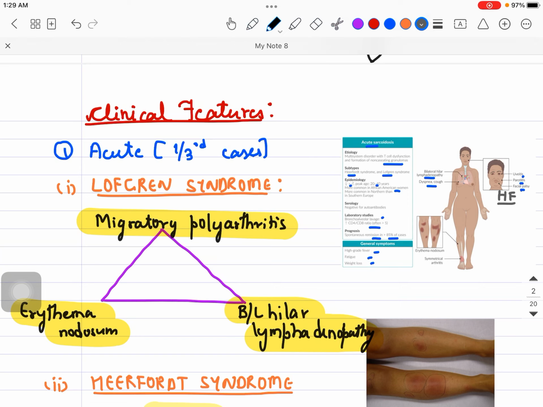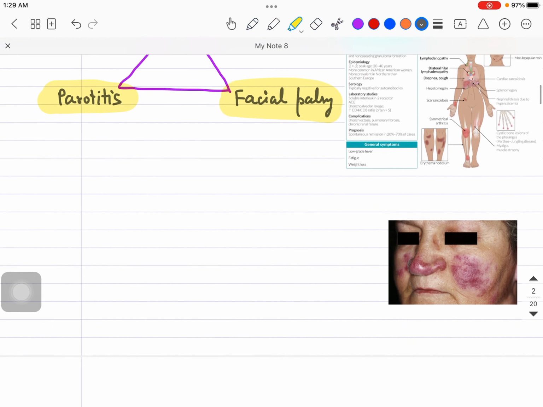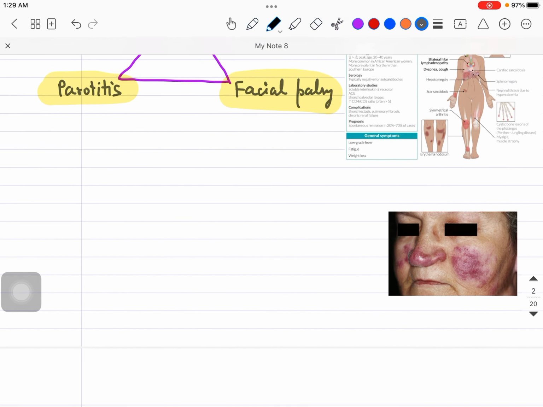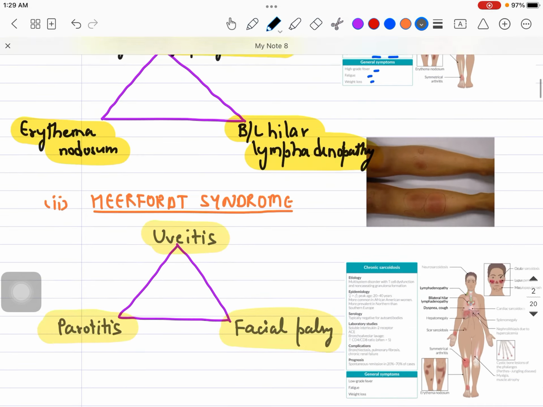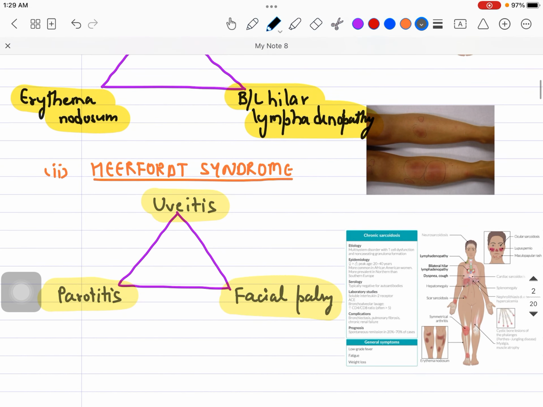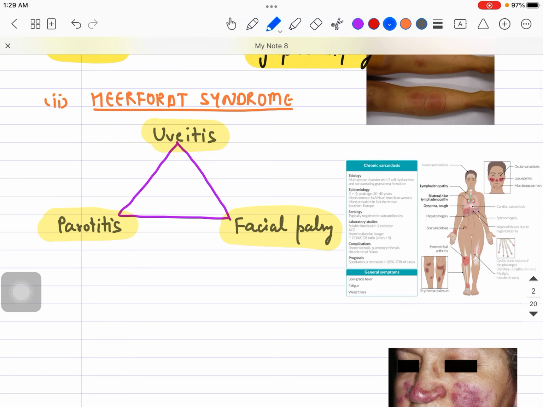Let me talk about the chronic sarcoidosis as well. If you talk about acute sarcoidosis, about 1/3 of cases of sarcoidosis are acute. But if you talk about the secondary, or I would say chronic, sarcoidosis, so this was acute sarcoidosis, and let me come to chronic sarcoidosis also. In chronic sarcoidosis, about 2/3 of cases are seen.